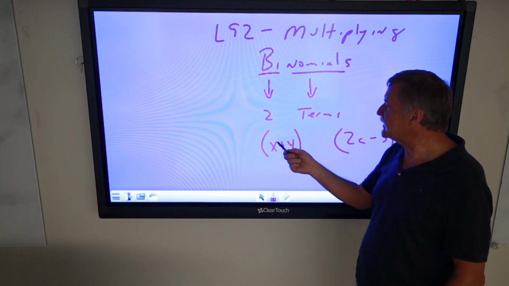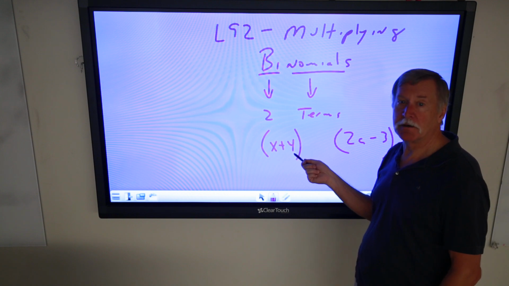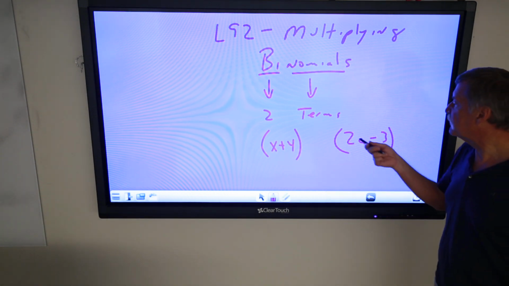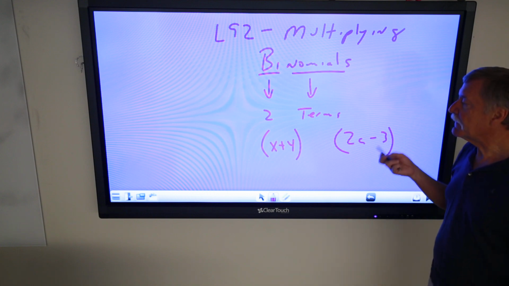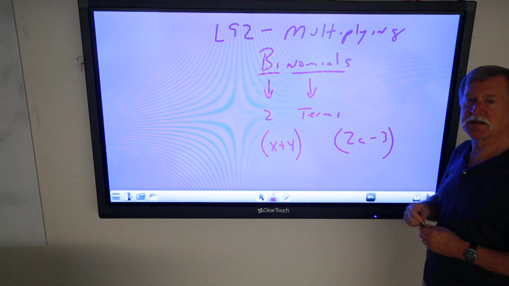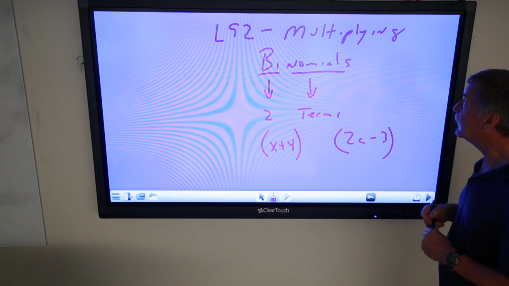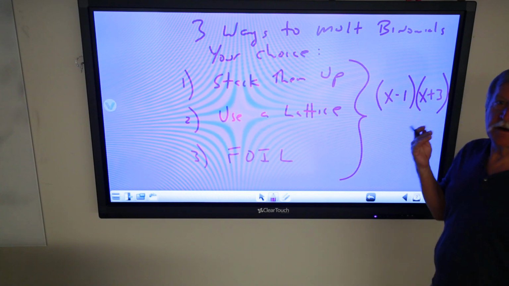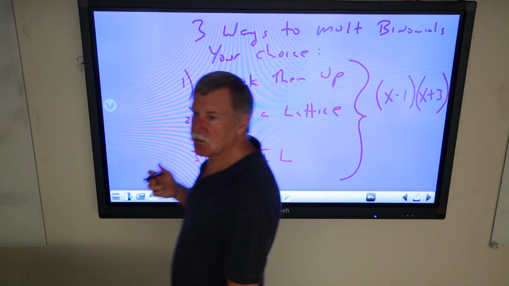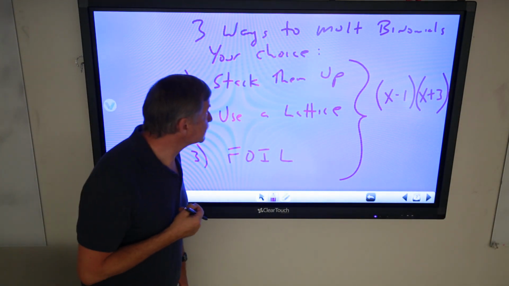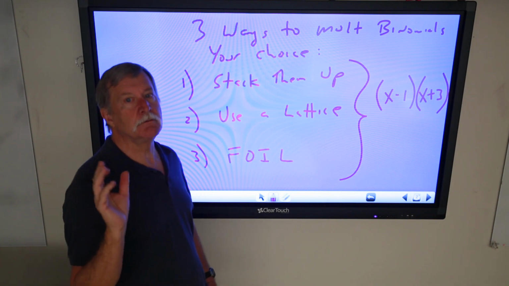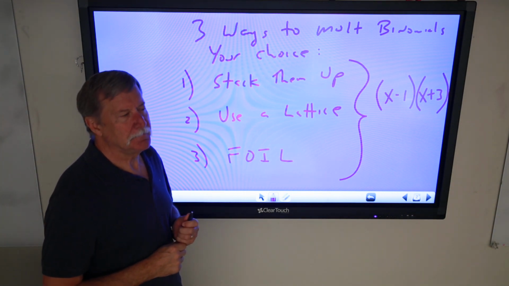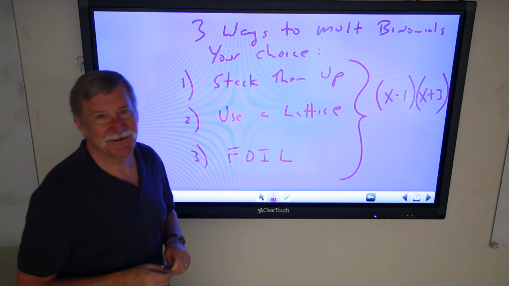So a binomial looks like something like x plus 4, which has two terms, an x term and a plus 4 term. Or a binomial could be something like 2a minus 3. Two things stuck together to make a binomial. And we are going to multiply them, all right? There are three different ways that you can use to multiply binomials. And it's totally up to you which way you want to use, even though the third way is the best. But that's up to you to decide, all right?